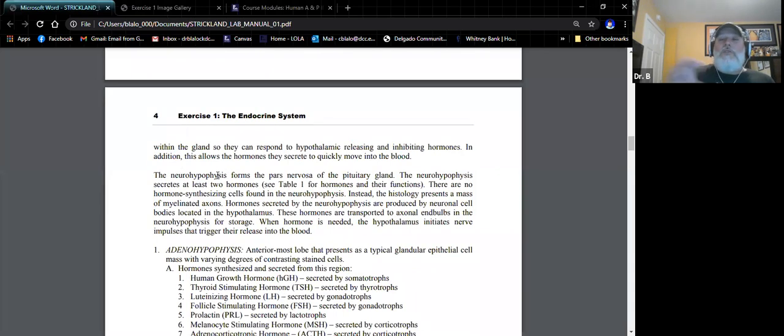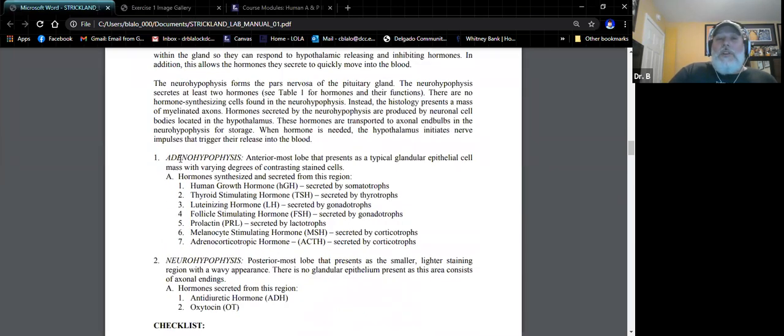Now, we said that the neurohypophysis is going to release 2 hormones, but it doesn't make those hormones. It doesn't synthesize them. Okay, the synthesis of those hormones is going to come from the hypothalamus. So it's going to basically gather these hormones from the hypothalamus, and then it's going to secrete them into the bloodstream. So here's our anterior pituitary gland, or our adenohypophysis, and here are the 7 hormones that it secretes. Now, somatotrophs secrete human growth hormone. Hey, we know human growth hormone from AMP1, and we know that affects muscle mass and density of bone.